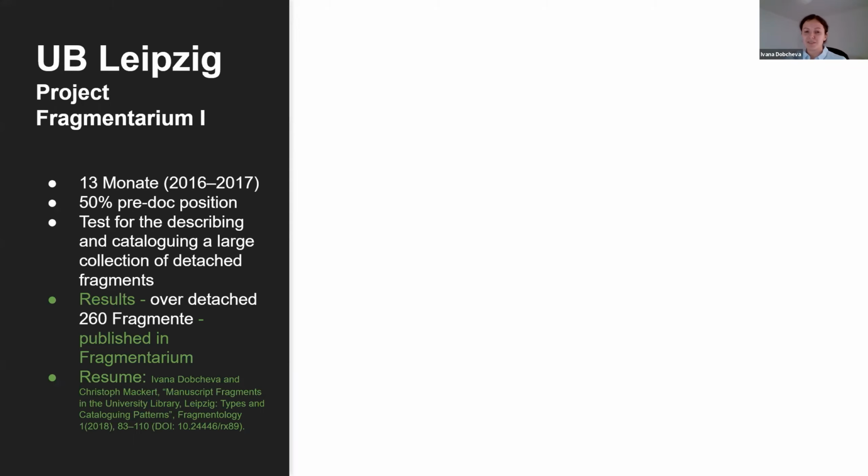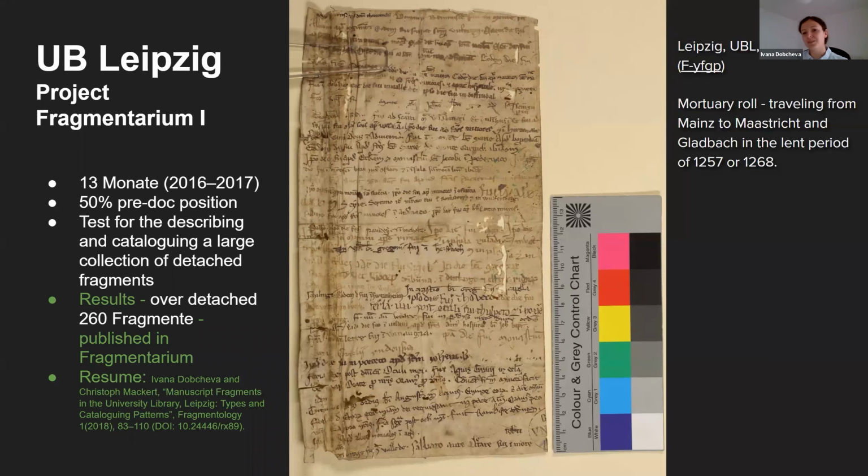And of course, there are the exceptions where one is more interested in a Fragment and spends definitely more than 4 hours. Then it also takes William Duba to help around with the dating. Here what you see is a mortuary roll, although it wasn't a roll, it was a sheet of parchment, as we established. It is actually called a Titulus, and it describes a travel made in the time of Lent from Mainz up the Rhine to Maastricht and Gladbach.